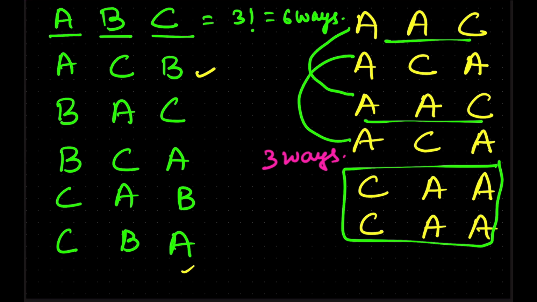So what we can say is that when 2 are similar, the formula changes to 3 factorial divided by 2 factorial, because there are 3 objects, so 3 factorial in the numerator, and since 2 are similar, 2 factorial in the denominator. So let's generalize this special case.